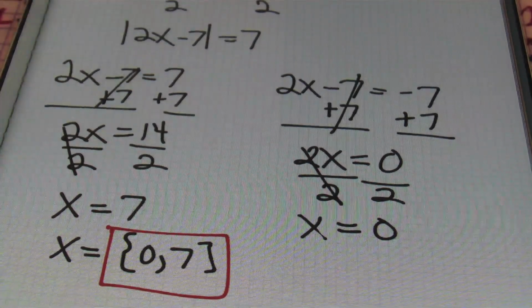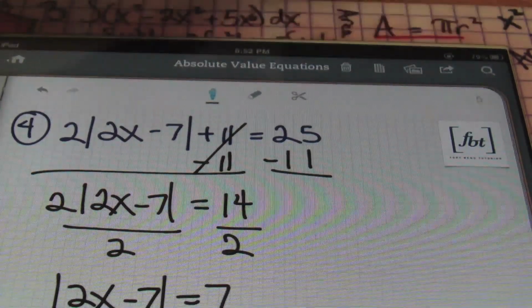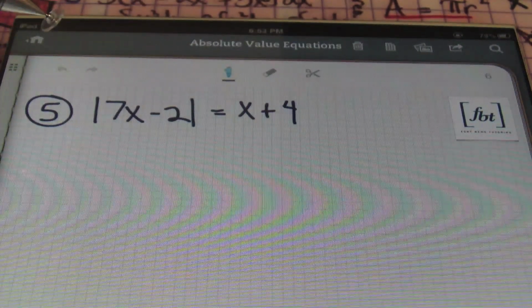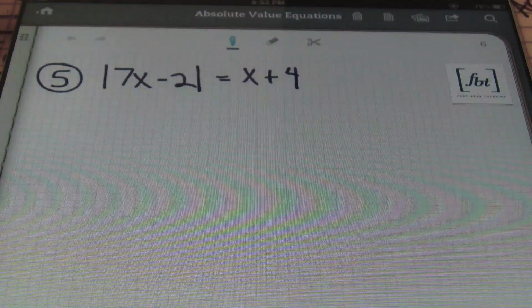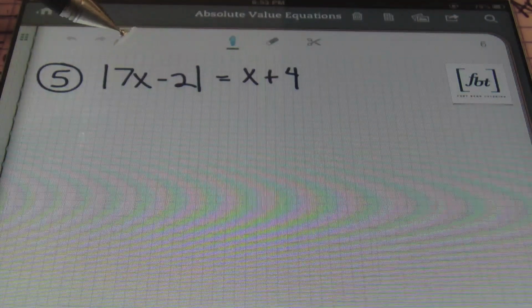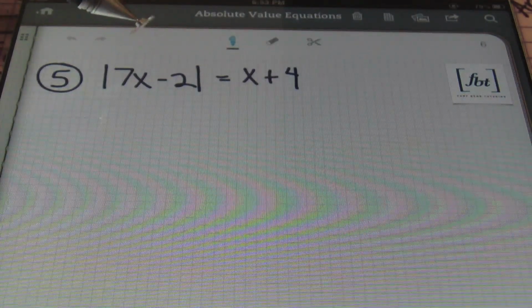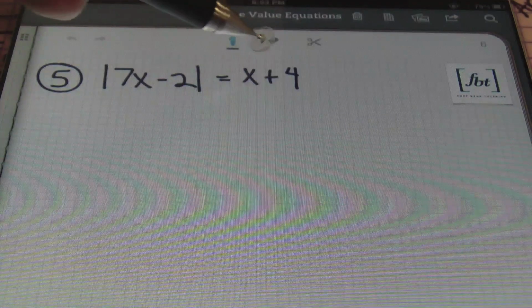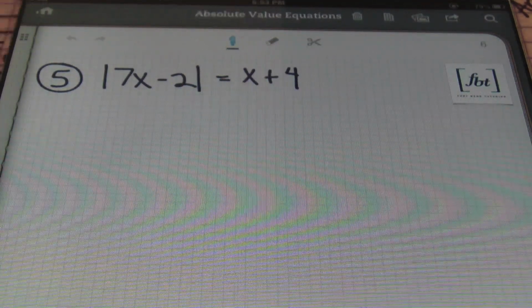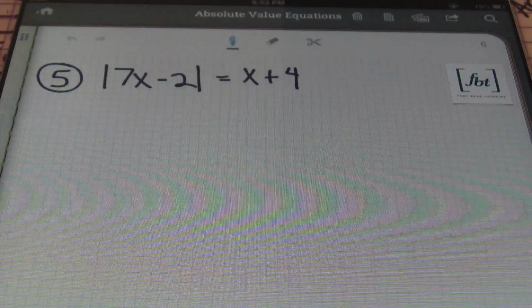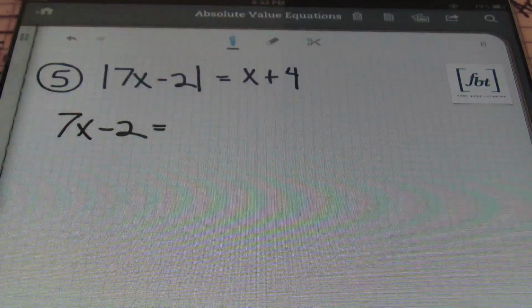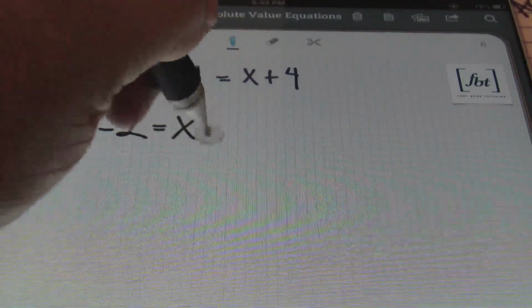Alright, let's see what we have next. Problem number 5 coming up. With problem number 5, we have the absolute value of 7x minus 2 equals x plus 4. Remember, following our first step, we'll want to isolate the absolute value, which is already by itself on one side of the equal sign. So we don't know whether this value of x plus 4 is going to be equivalent to a positive value or a negative value, so we'll go ahead and assume that we can solve this problem. So let's drop the absolute value bars, and we'll write our first equation as 7x minus 2 equals x plus 4.